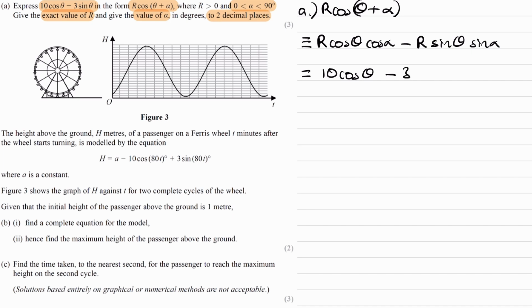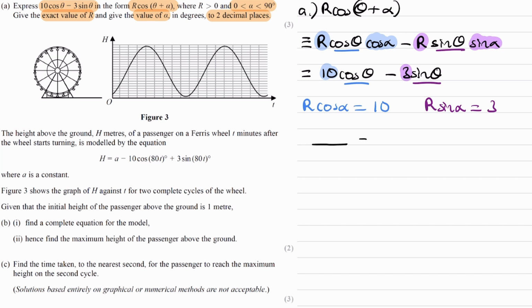10 cos theta minus 3 sin theta, and if these two things are equal, well, first of all, we can see we have cos theta here, we have sin theta here, sin theta there. So therefore, r cos alpha will equal 10, and r sin alpha will equal 3. So let's write that out. We have r cos alpha is 10, and we have r sin alpha is 3.